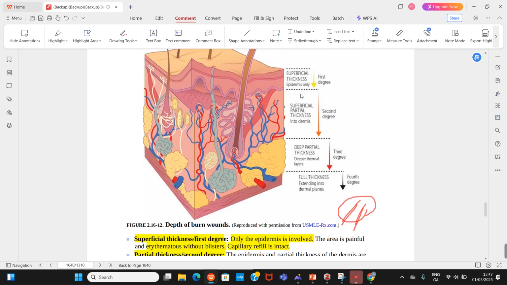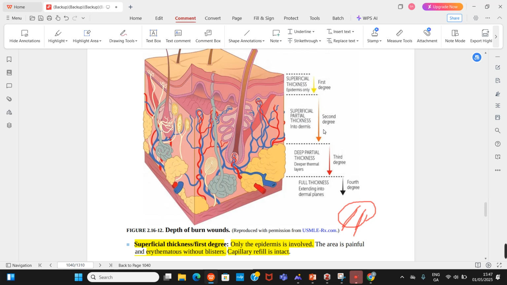Then, for the second degree, we have two types. Let me just follow what is here. Second degree, we have superficial partial thickness. One thing I want to say is that in superficial partial thickness and superficial thickness, the pain sensation is intact. Once you have mentioned the word superficial, pain sensation is intact because it has not gotten to the part that affects the pain fibers.